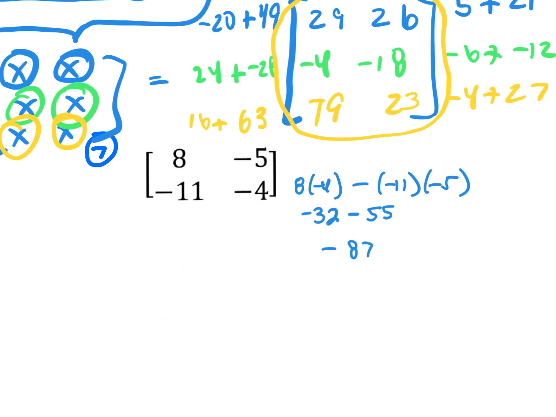And then to set up your inverse, you switch the places of the major diagonal. So negative 4 comes up here, 8 comes down here. And you negate the signs of the minor. So negative 11 becomes positive, and negative 5 becomes positive. And then we distribute.